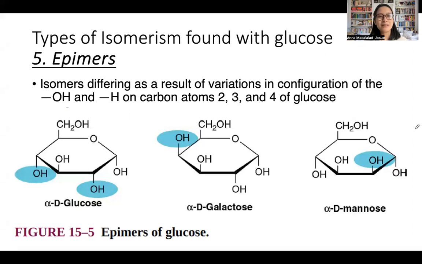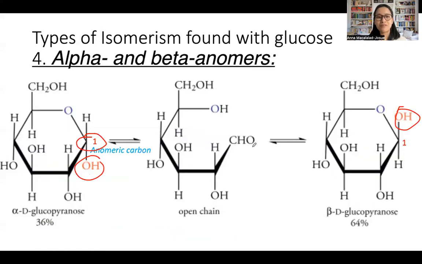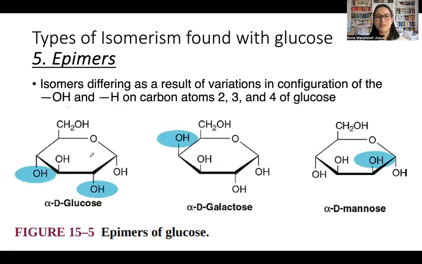And then another type of isomerism found with glucose are epimers. What are epimers? These are isomers differing as a result of variation in configuration of the OH, NH on carbon atoms 2, 3, and 4 of glucose. So if we differentiate it from anomers, anomers is mostly differences in the groups in the carbon 1 atom.